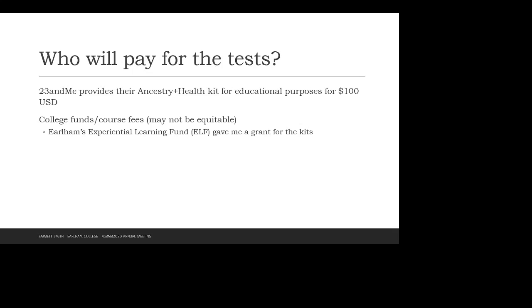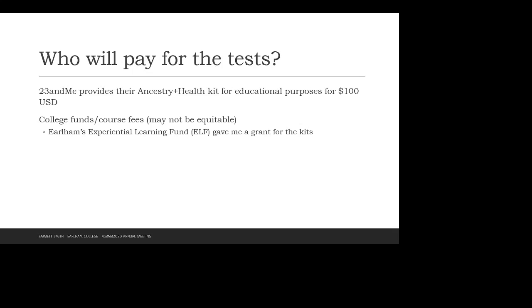You might use college funds or course fees. Course fees may not be equitable. That's a discussion for another day, but even within one class, some students who would pay the course fee may opt out, and then they'd be paying that money for nothing. And so it's important to think about where that cost is coming from and who it's benefiting.